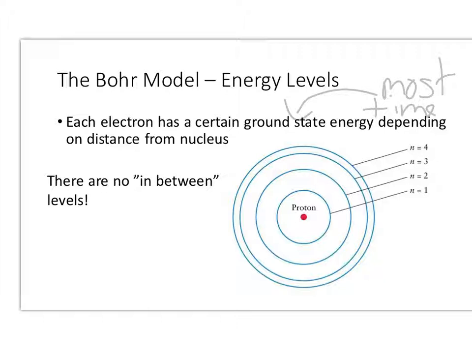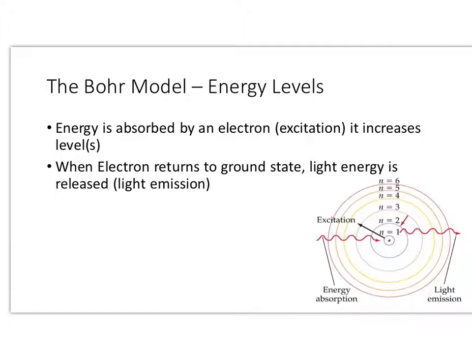Now, if you notice from this, there is no in-between level. So if an electron is here at level 1, it either stays at level 1 or it has to go up to level 2 or level 3. There's no level 1.5, right? There's no level 1 3/4. It's kind of like an elevator in a building. If you get on a certain floor, you either have to go up a floor or down a floor, or down 5 floors, or up 5 floors. There's no in-betweens.